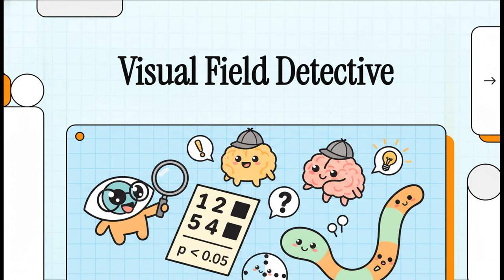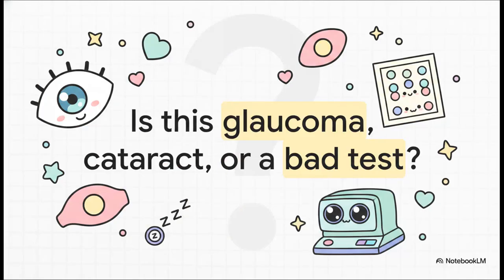But hidden somewhere on that page is the answer to one absolutely crucial question. Is this glaucoma, cataract, a neurological disease, or simply just a really bad test? So take a look. Can you spot the diagnosis? I mean, which one is normal and which one is actually glaucoma?